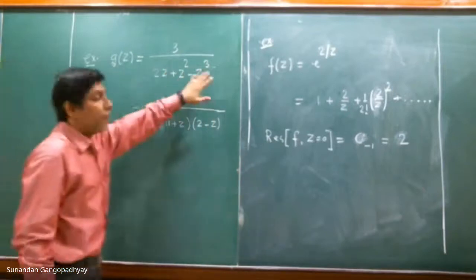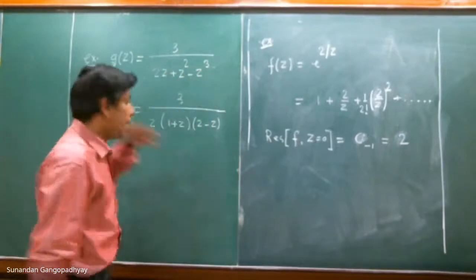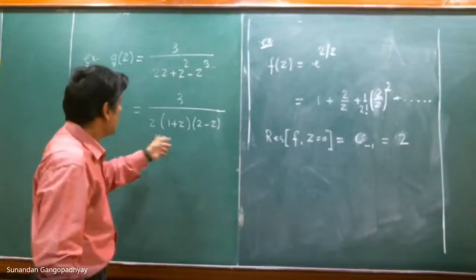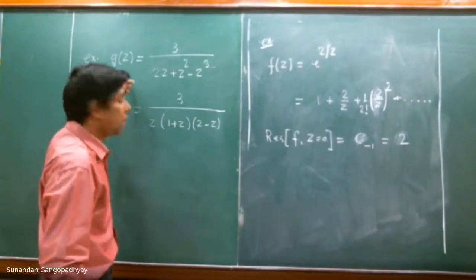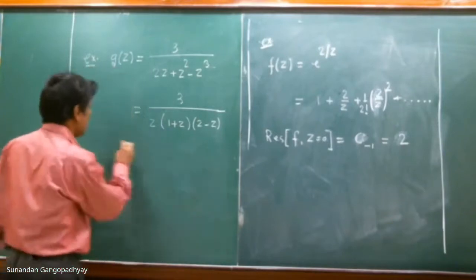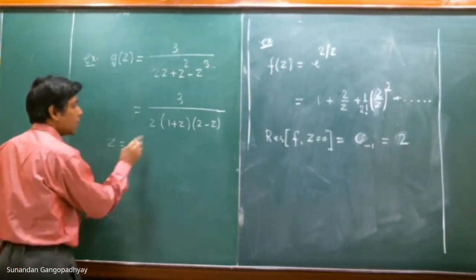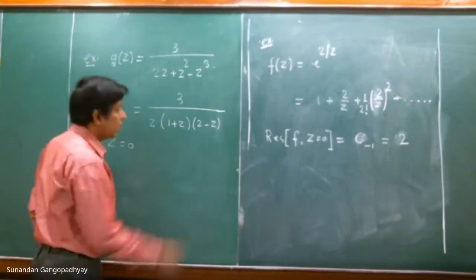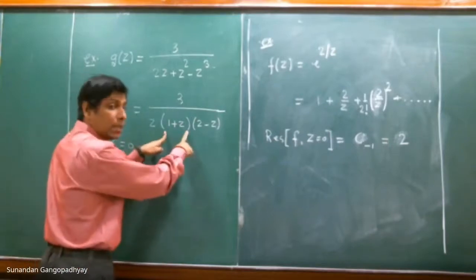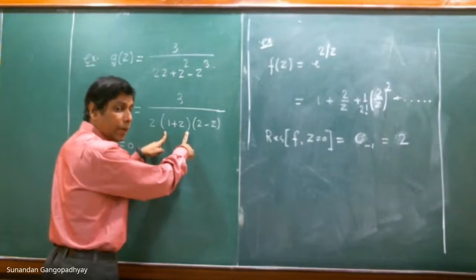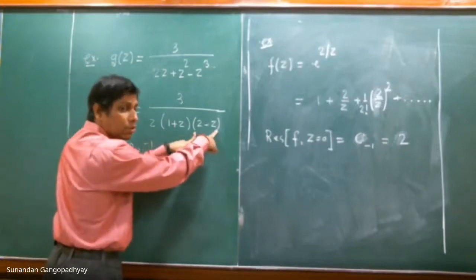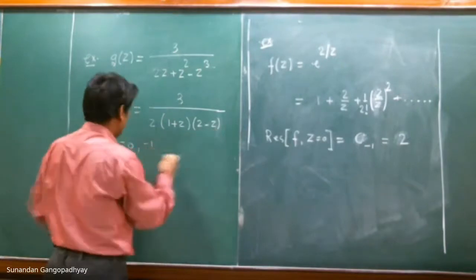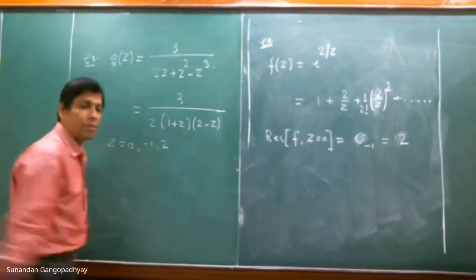So we just factorized this and we got this, and you can see at what points of z in the complex plane the function has singularities. It is obviously at z is equal to 0, because at z is equal to 0 the function diverges. When 1 plus z is equal to 0, that is z is equal to -1, the function diverges. When 2 minus z is equal to 0, that is z is equal to 2, the function diverges. So these are the poles of the function.